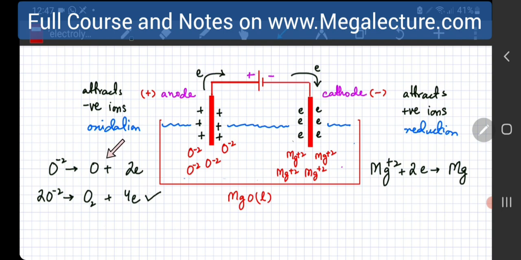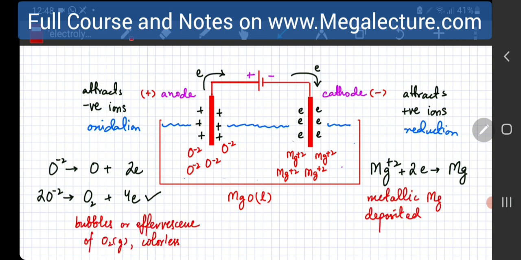So be careful about elements that are diatomic. Oxygen atoms don't exist as single atoms. They always exist as O2 gas molecules, which is why I doubled everything, and I wrote O2 gas molecule. And again, they're going to ask you for observations. When oxygen gas is being produced, you're going to notice bubbles of oxygen gas. Colorless bubbles. Oxygen is a colorless gas. 21% of the atmosphere is oxygen gas. And on the other side, you're going to see metallic Mg getting deposited.